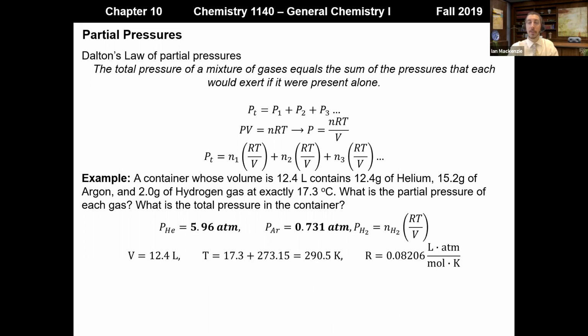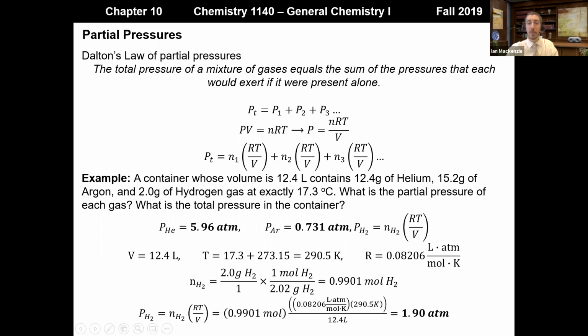Then you do the same thing for hydrogen. 2 grams divided by 2.02 grams per mole. We come out with 0.9901 moles of hydrogen. The same equation where the only thing that has changed is the number of moles. We could have just calculated this quantity, RT over V, and then substituted that in, just multiplying it by the number of moles for each of them. In this case, when we multiply through, we come out with 1.90 atmospheres for hydrogen.